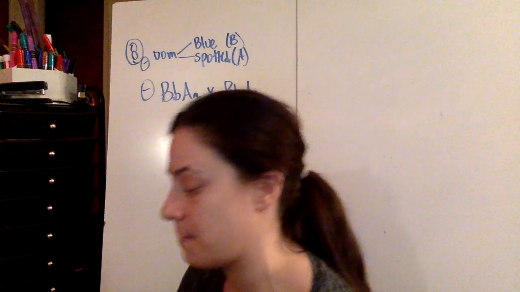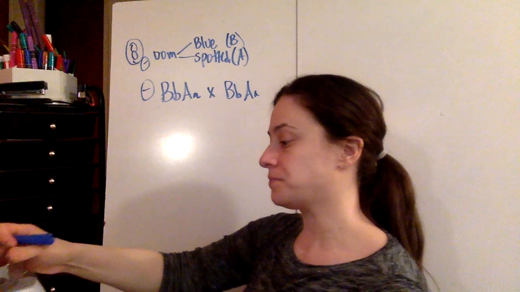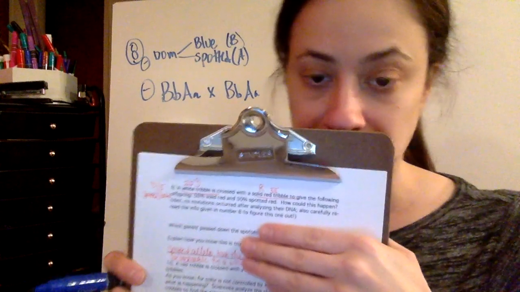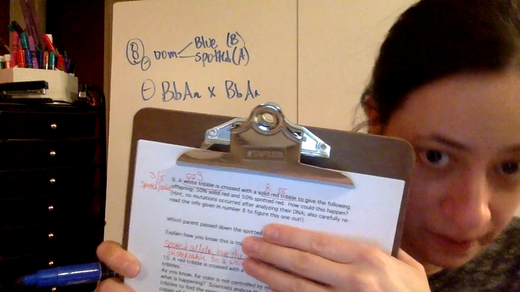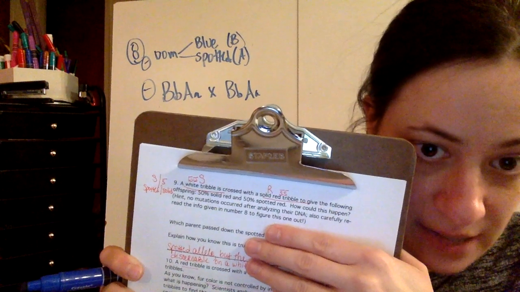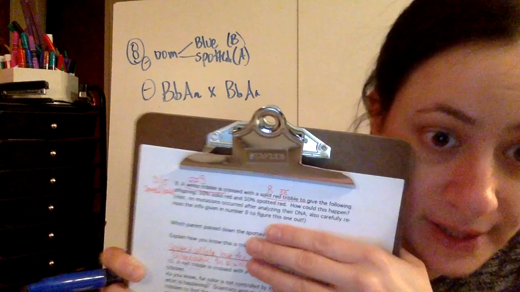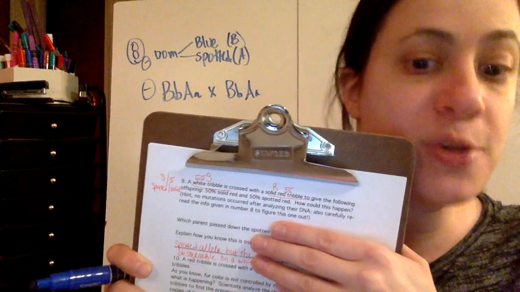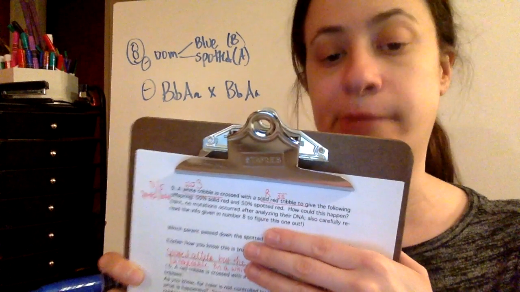All right, so now number 9. It says a white tribble is crossed with a solid red tribble to give the following offspring: 50% solid red and 50% spotted red. How could this happen? Hint: no mutations occurred after analyzing their DNA. Also, carefully reread the info given in number 8 to figure this out.